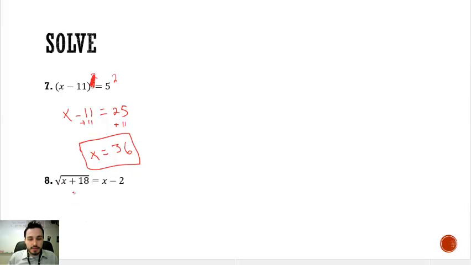On number 8, I just need to cancel the square root by squaring both sides. Here I'm going to have to FOIL. So on the left hand side I just have regular x plus 18. But on the right hand side I need to FOIL out x minus 2 times x minus 2. Because it's not just x squared plus 4. I'm not just squaring the first thing and the last thing. I have to actually FOIL it.